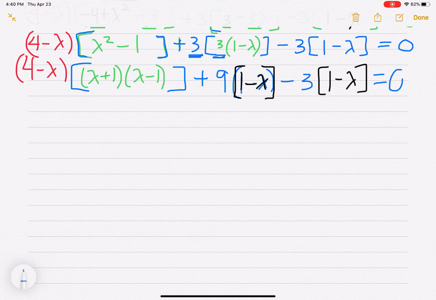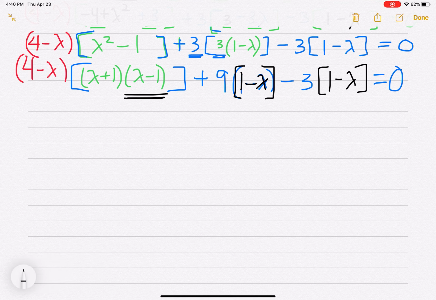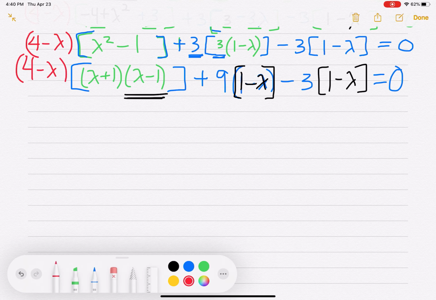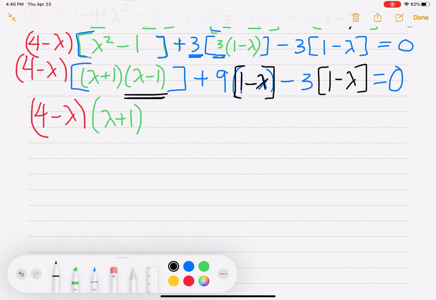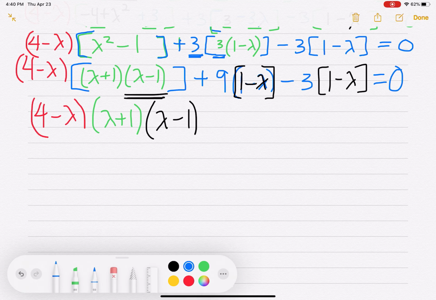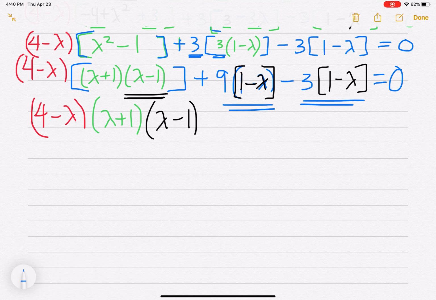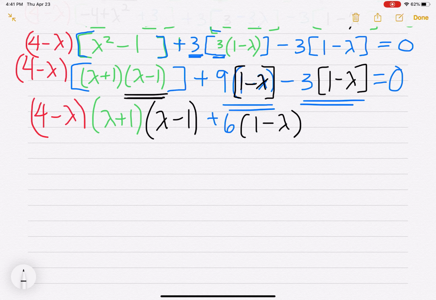Now, if you look over here, this one has a lambda minus 1. We'll worry about that a little later. It's kind of matching up with those 1 minus lambdas, right? 4 minus lambda, and then lambda plus 1, and then lambda minus 1. Now what I'm going to do is combine these. 9 times 1 minus lambda, minus 3 times 1 minus lambda, that's going to give me a positive 6 times 1 minus lambda, and that's equal to 0.